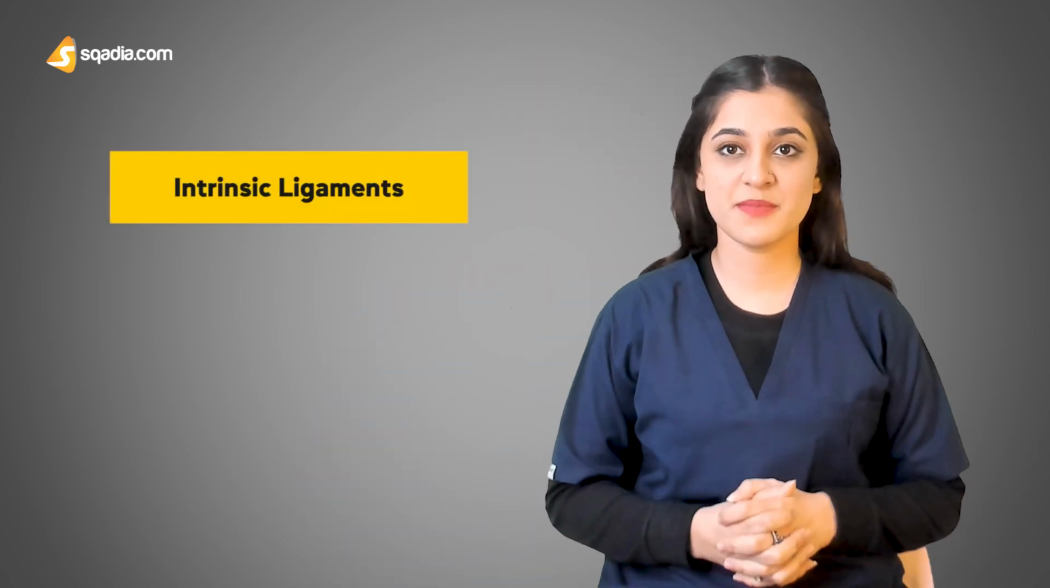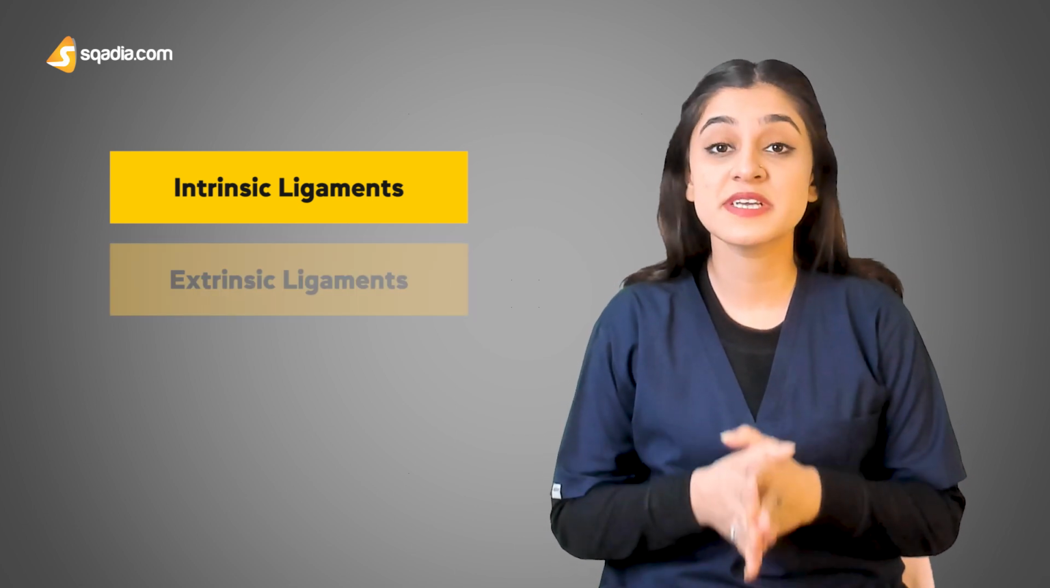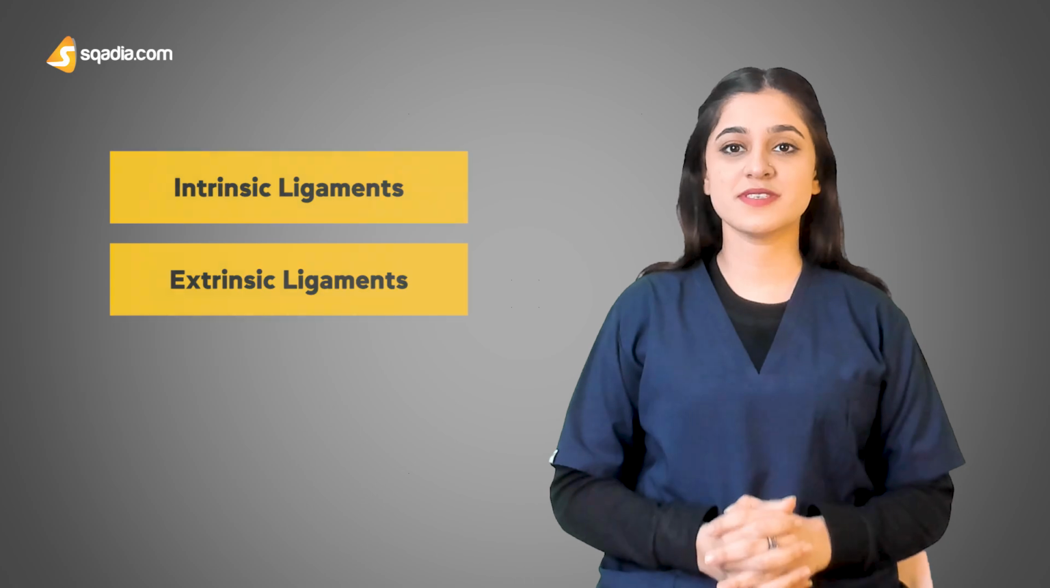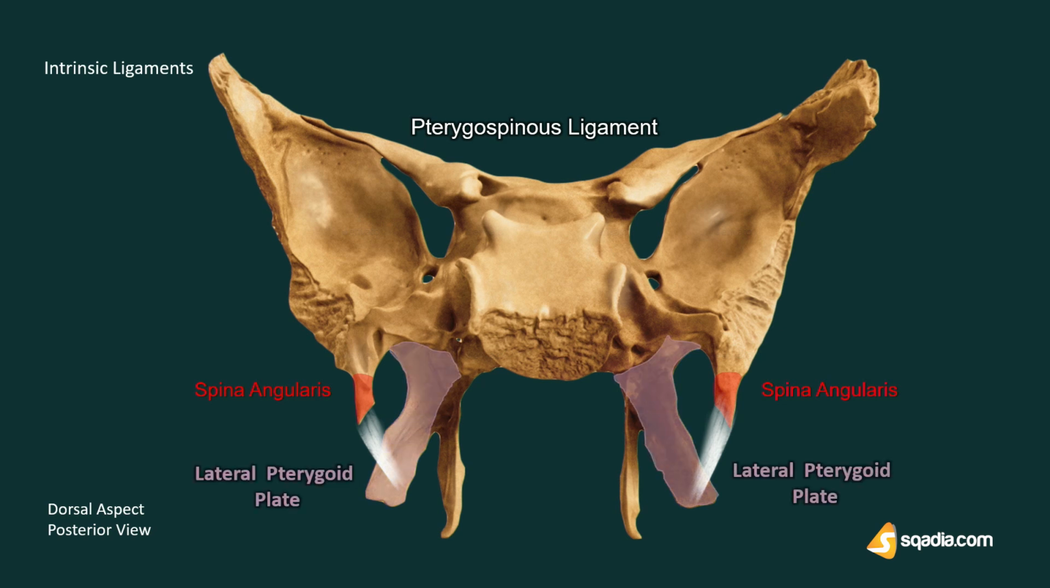Our sphenoid bone has several intrinsic ligaments which may occasionally ossify, and it also has some extrinsic ligaments attached to it. The most studied ones are the intrinsic ligaments, which include the pterygospinous ligament. Now, this stretches between the spina angularis and the lateral pterygoid plate.